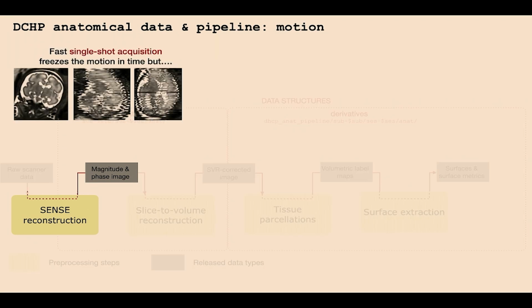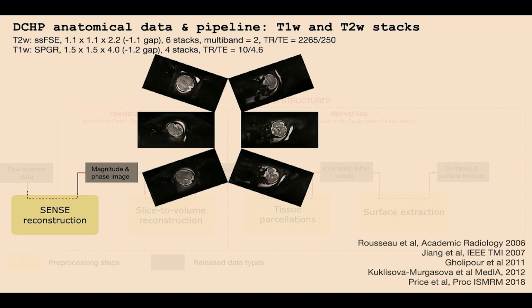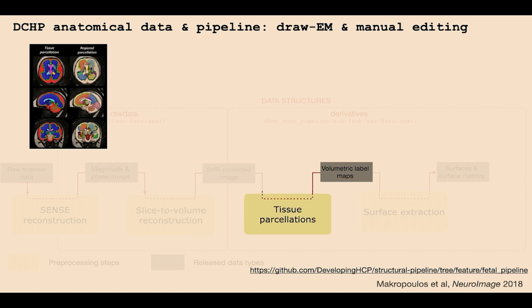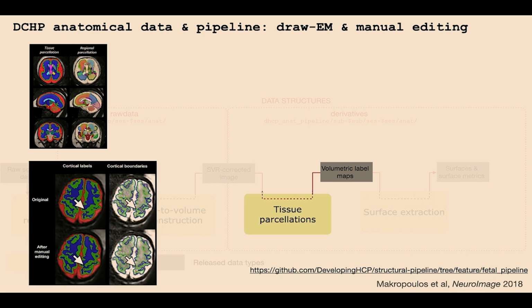Because there are high motion levels in fetal data, we applied single-shot acquisition sequences which freeze motion, but then we also sample data in orthogonal planes, which allows us to use slice-to-volume reconstruction techniques in order to produce super-resolved images in a standard orientation. This was followed by tissue parcellation using the DrawEM toolbox, the output of which was then meticulously manually corrected.